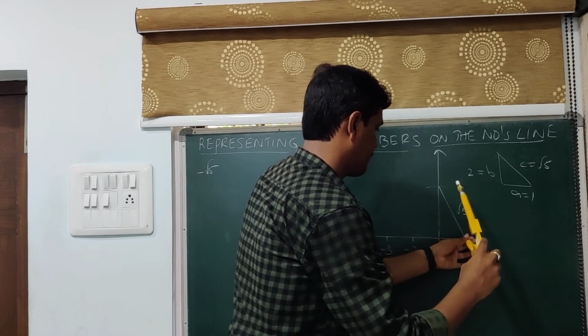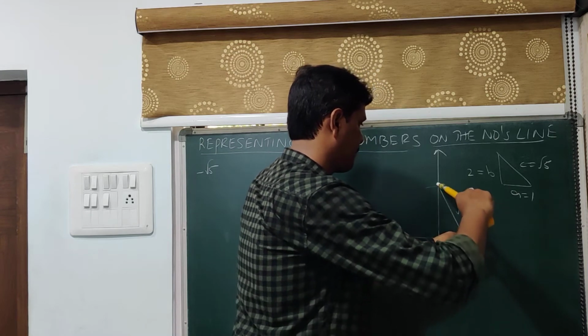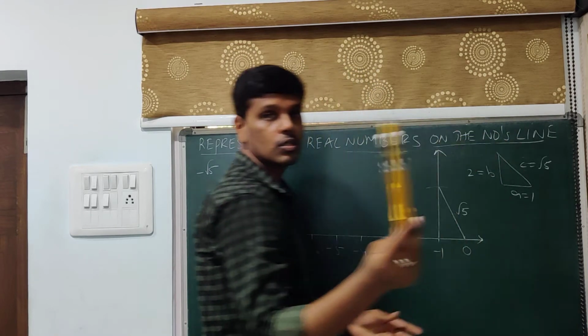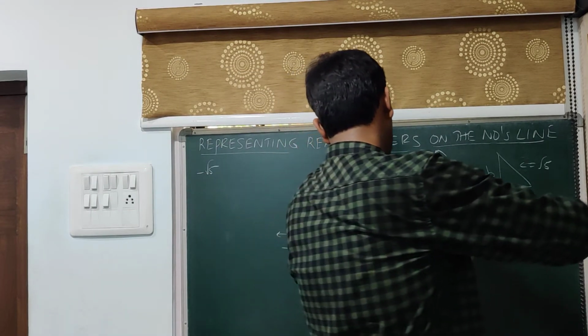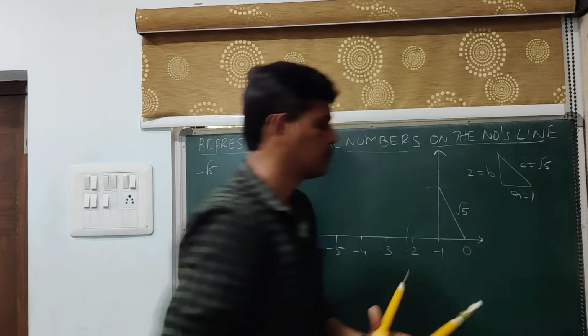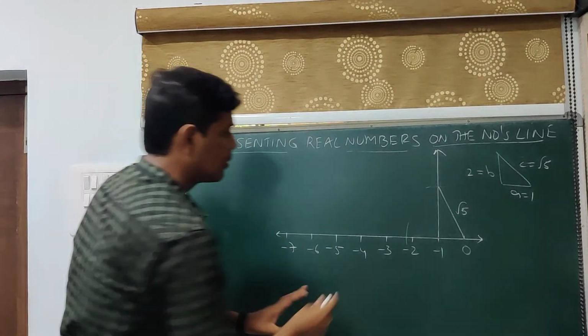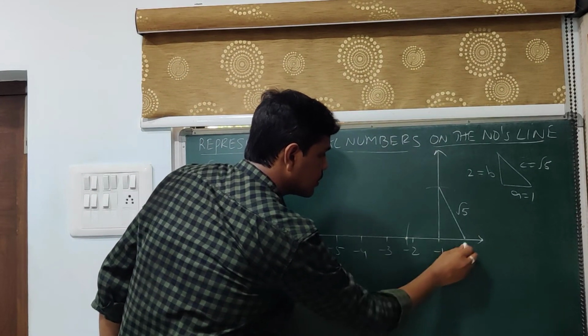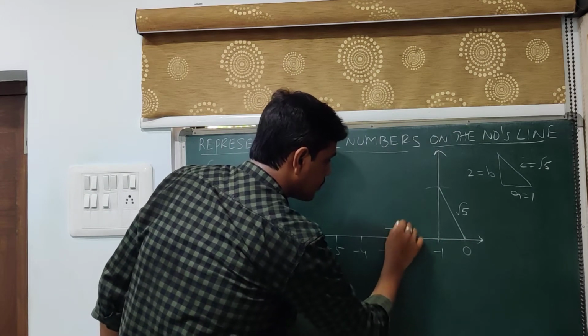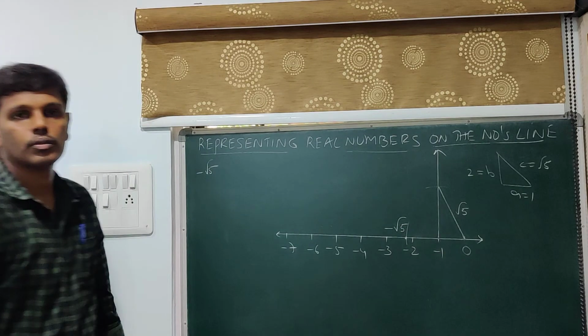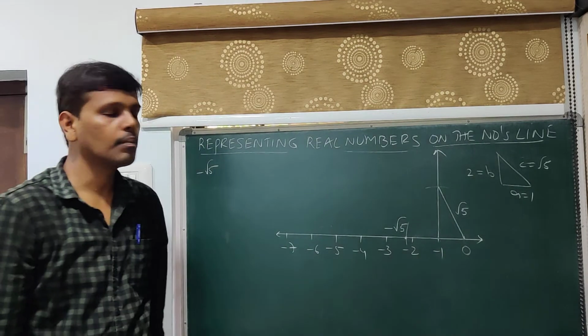So this is the case. This is your root 5, and when you cut it on the left hand side, that will be minus root 5. So this length from this point to this point is your minus root 5. So that is the way we mark it on the number line.